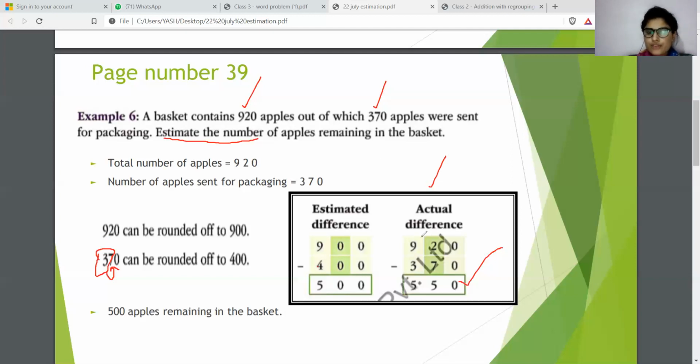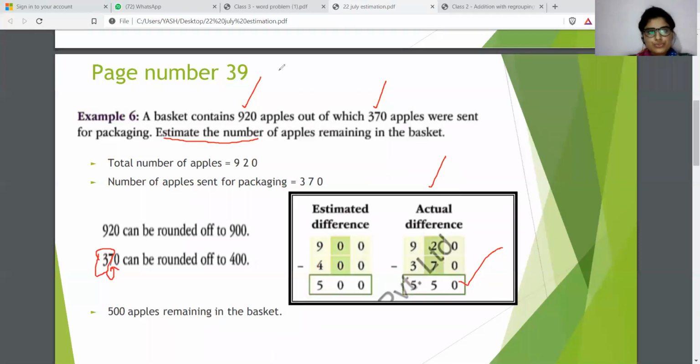Now let's find the actual difference. For finding the actual difference, you will write the actual numbers. Can you tell me the total number of apples? 920. So you will write 920, and then the number of apples sent for packaging, 370. Just find the difference of these two numbers, and you can get the actual difference. But we need to find the estimated number. So what is the estimate? 500. So we will write 500 apples remaining in the basket.